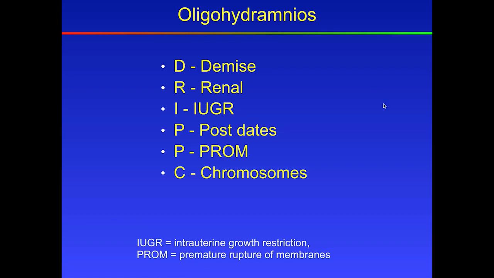I'd like to go through first oligohydramnios, and then we'll go through polyhydramnios. So the causes of oligo are demise. I like this little mnemonic, DRIPSy. Demise is obvious. R, renal. I for intrauterine growth restriction or placental insufficiency. P, post-dates, which you usually know. And P, premature rupture of membranes. And C, chromosomes.